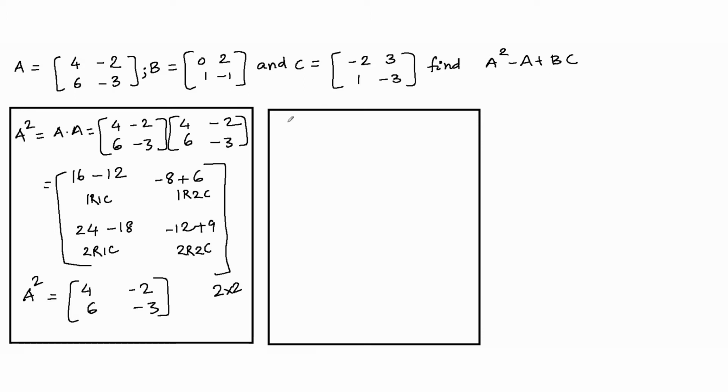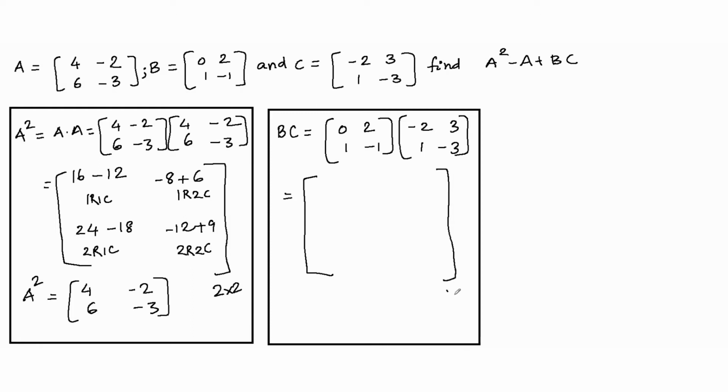Now let's take up the matrix B into C. So BC is going to be the matrix B, that's [0, 2; 1, -1] multiplied by C, which is [-2, 3; 1, -3]. So now let's again find the resulting matrix. So this is again a 2 by 2 matrix. So for a 2 by 2 matrix, you will take the first row, first column. So 0 into negative 2 is 0 and 2 into 1 is 2. So that's 2.